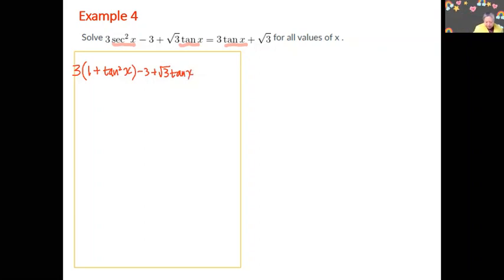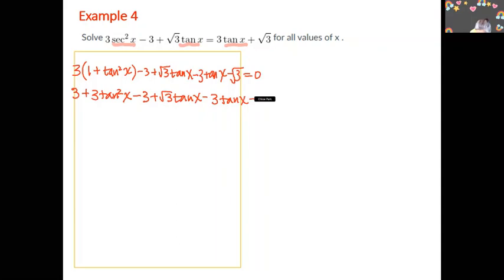And probably it's a good idea that we transpose everything to one side. Tangent x, negative 3 tangent x minus 3 is 0. Oh, it's radical 3. Then let's distribute. This is 3 plus 3 tangent square of x minus 3 plus radical 3 tangent x minus 3 tangent x minus radical 3 equals 0.